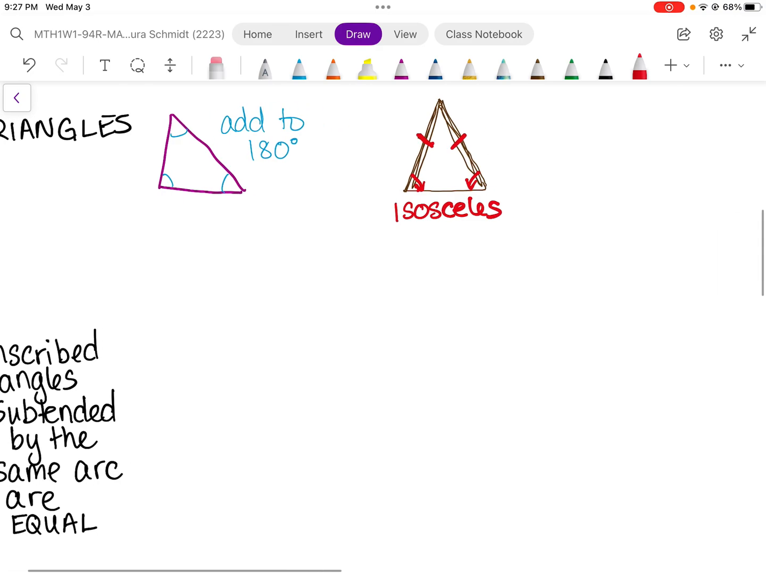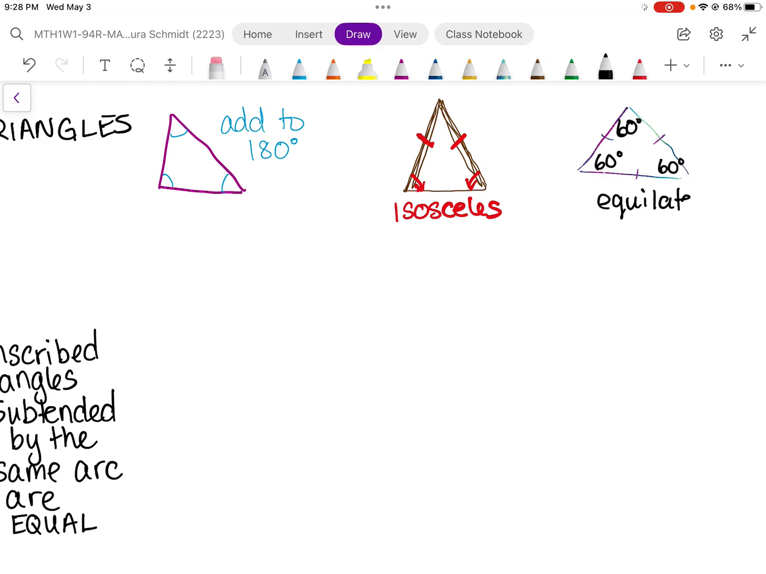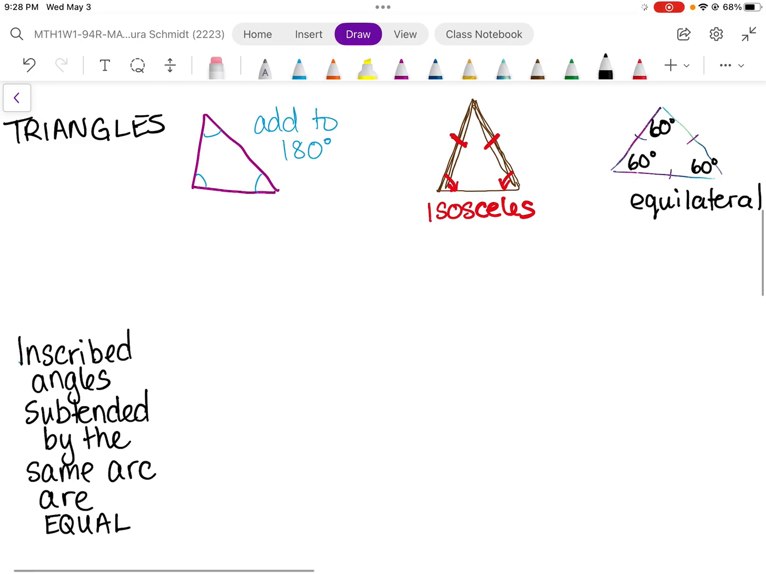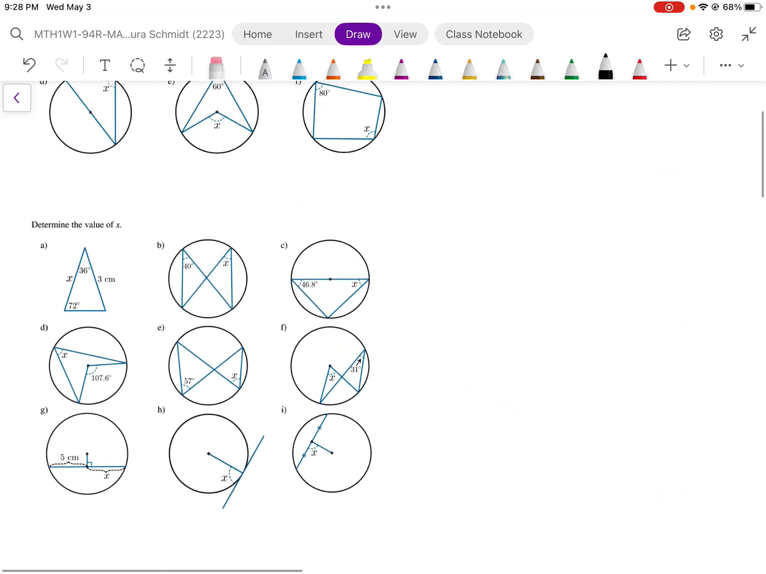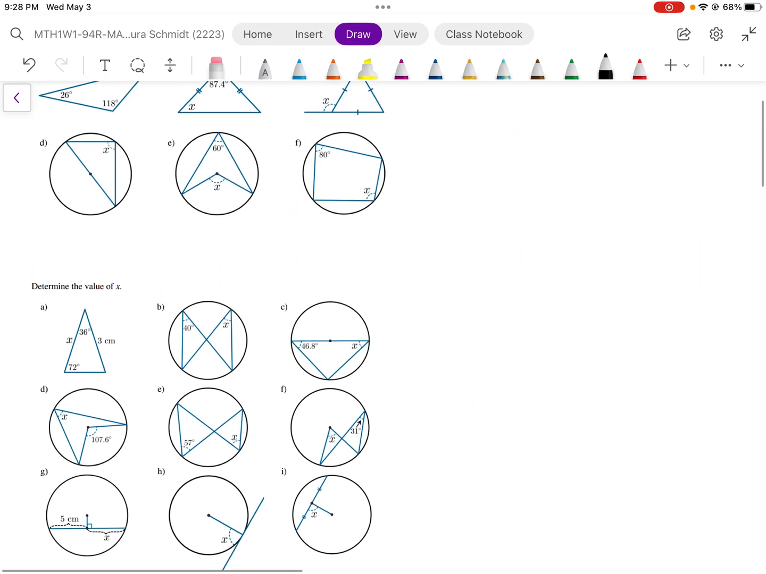And then we also know in an equilateral triangle, where all three sides are equal, each angle will be the same. Since they add up to 180, 180 divided by 3 is 60. So each angle will be 60 degrees. That's for an equilateral triangle. Okay, so that's the triangle ones. I think that's all you need for here.